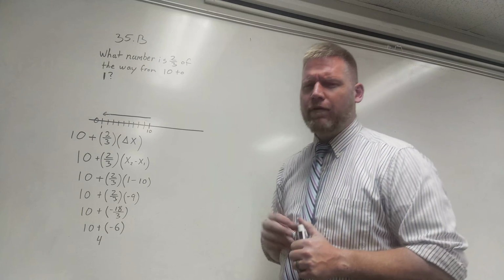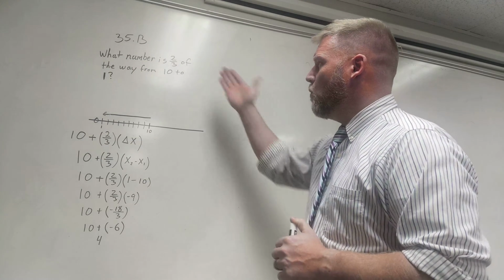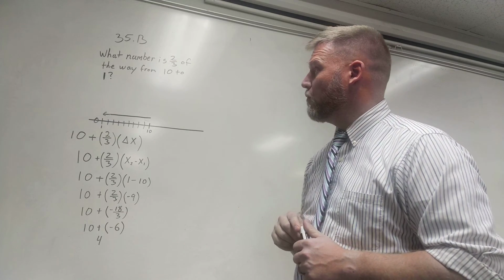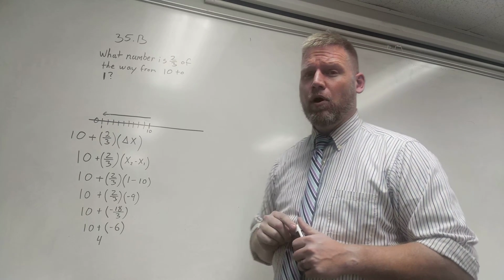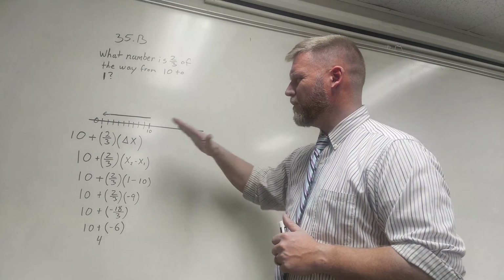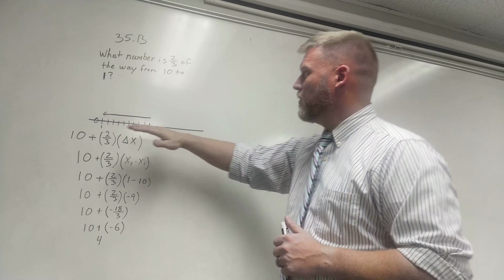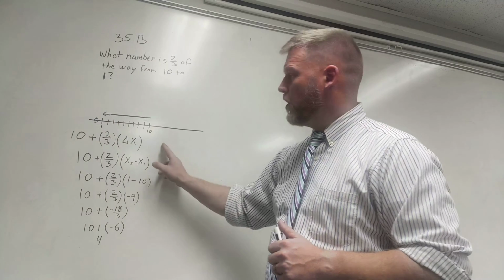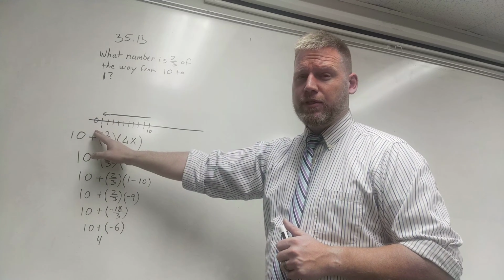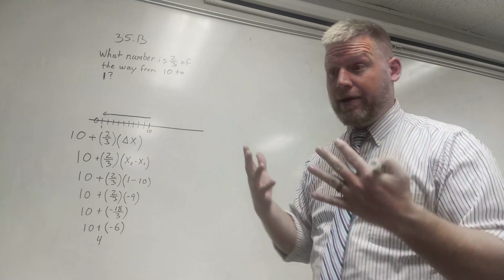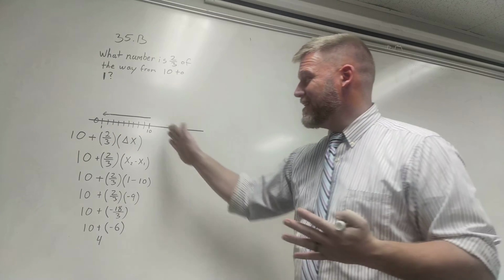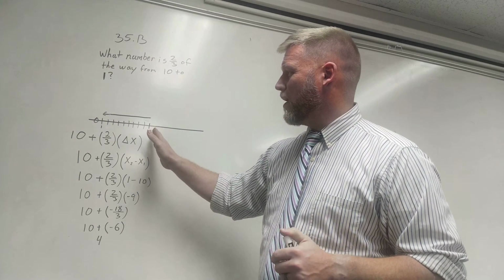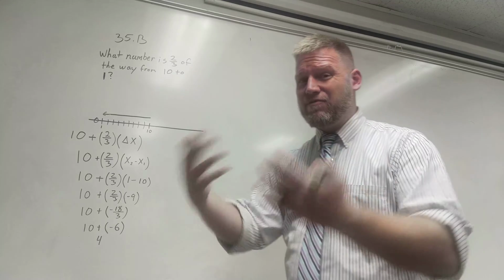But what happens when we have a word problem like this? What number is 2/3 of the way from 10 to 1? Now I went ahead and put a number line on here, and I said, well, 2/3 of the direction from 10 to 1. Well, 10 to 1 is my full distance. And most of us can figure it out in our head immediately and say, well, of course, 9 is how far away I'm going to be going, and I'm going -9 away, right?